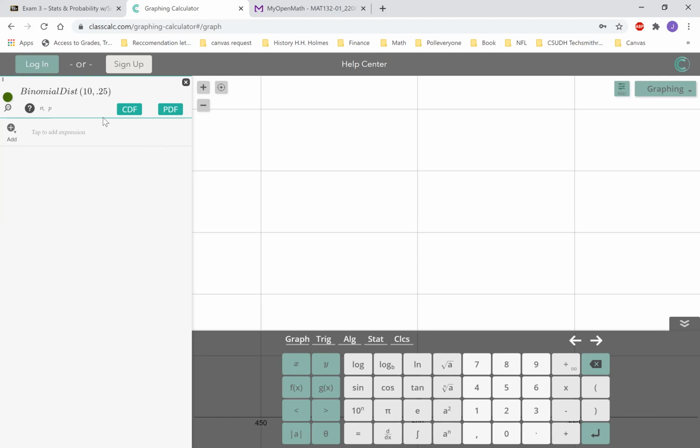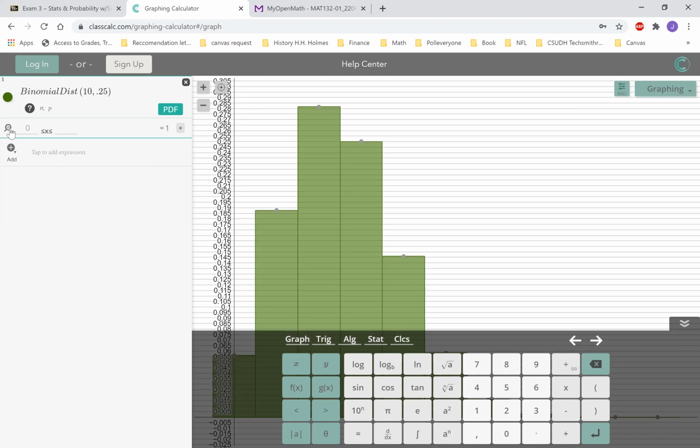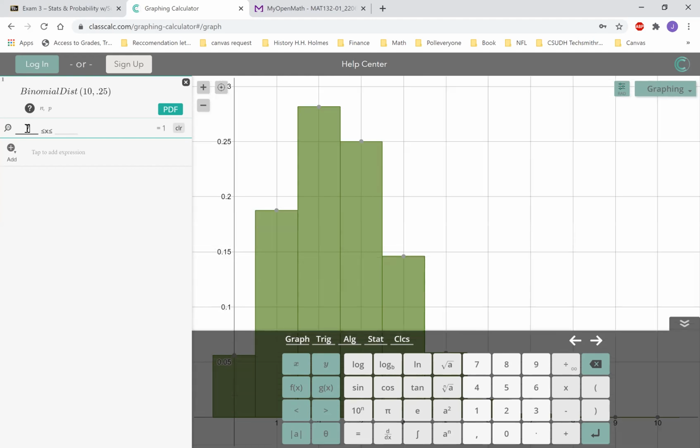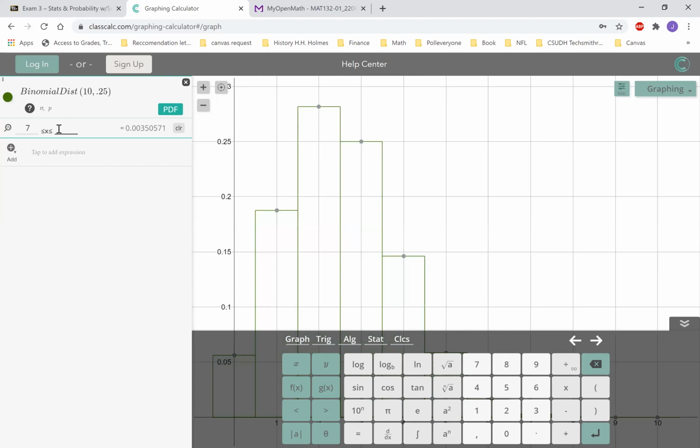Anytime you want to find a range, meaning you need to find multiple x values, you want to use CDF, because CDF gives you the option to choose multiple values. We want it to be between 7 and 10, because we want 7, 8, 9, and 10. So I'm going to tell it the lower bound is 7 and the upper bound is 10. If you look at that, we get 0.0035.